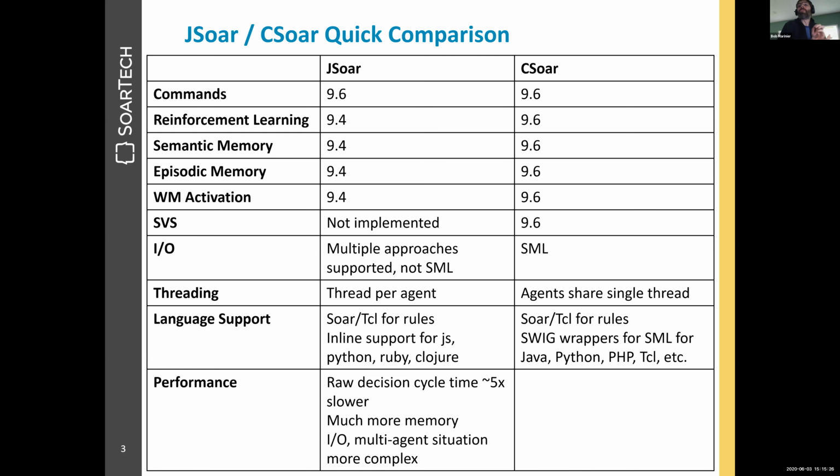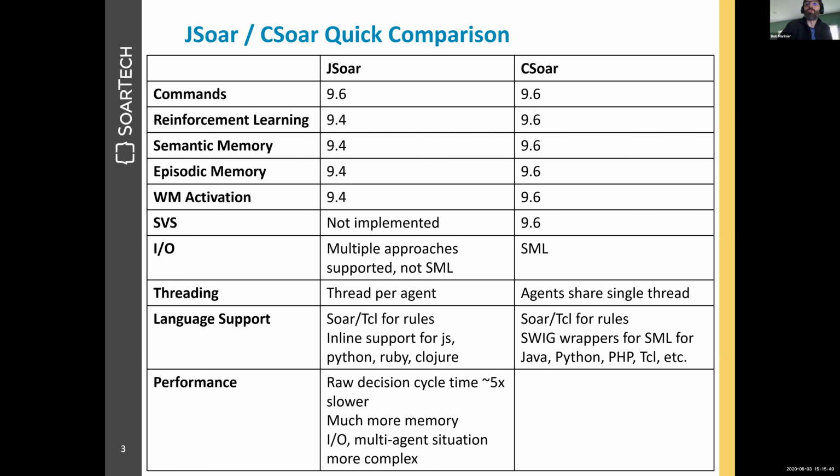Other than that, they're pretty different. So CSoar uses Swig to wrap the SML APIs. It's got Java, Python, PHP, Tickle, etc. Why don't we just use the Java Swig wrapper? Because it's not a very Java-like Swig wrapper. When you still have to manually delete memory, that's not really what Java people expect.